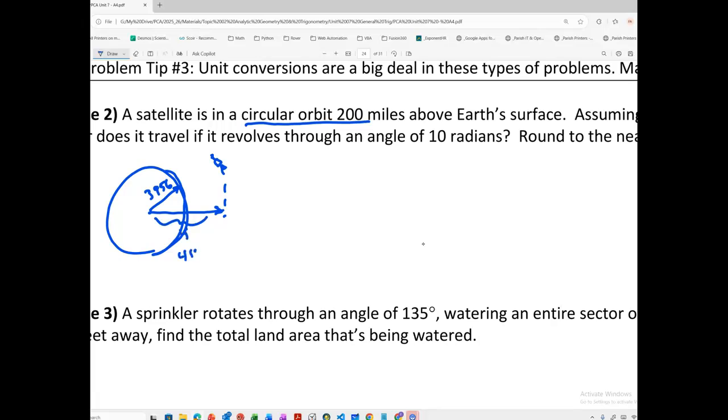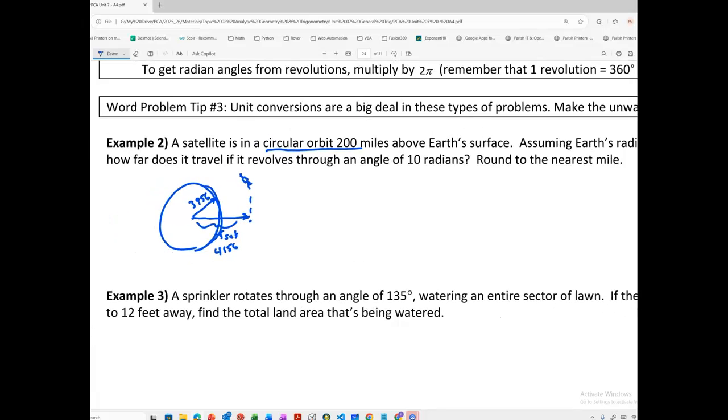4156. That's the radius of your satellite. Assuming the Earth's radius is as given, how far does it travel if it revolves through an angle of 10 radians? Okay. An angle of 10 radians. What are we going to do here?